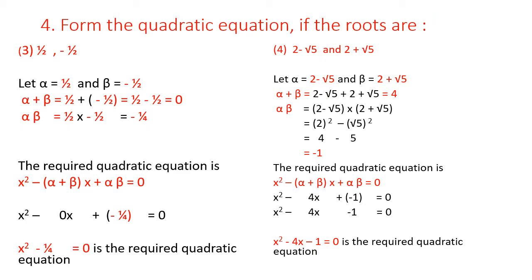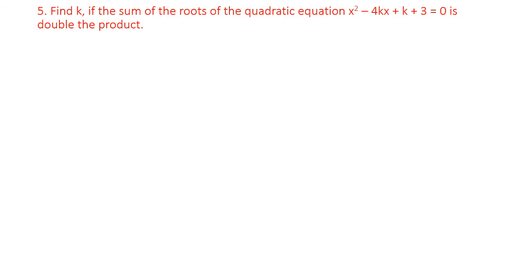We will move towards the fifth sum, slightly different from what we have done till now. We have been asked to find out the value of k. Where is k here? You can see here, it's a k here. If the sum of the roots of the quadratic equation is double the product. Something is given here, children. See, find k if the sum of the roots is double the product.